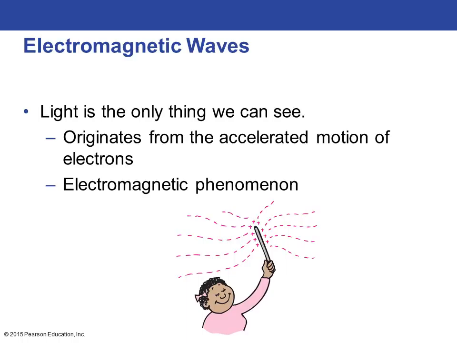Now, for electromagnetic waves, light is the only thing that we can see in terms of electromagnetic waves. And so normally we wouldn't see an electromagnetic wave, but when it's in the form of light, we can actually see it. And it originates from the accelerated motion of electrons. So if you remember, an atom has a nucleus with protons and neutrons in the center, and then these negatively charged electrons around the outside of it. And so these electrons moving quickly causes the light that we see.